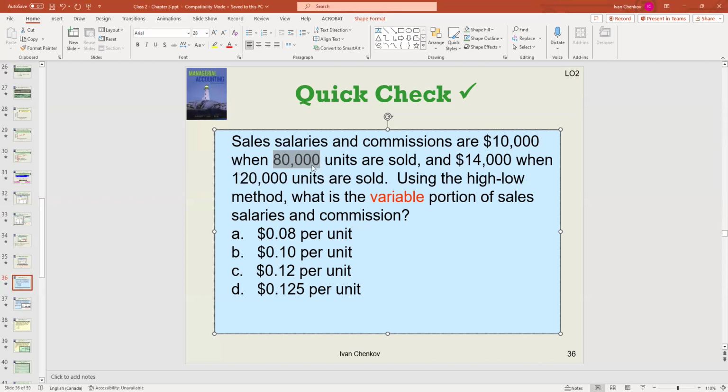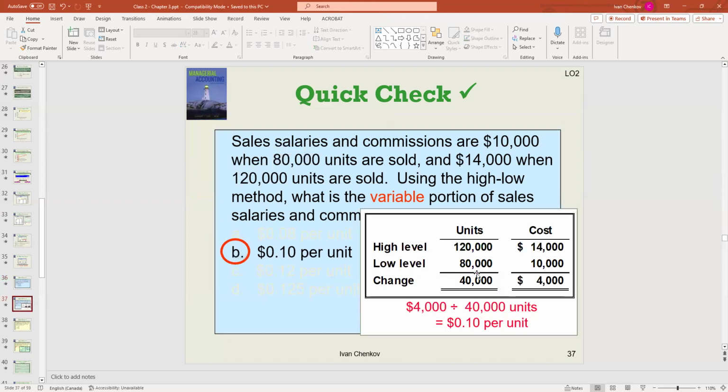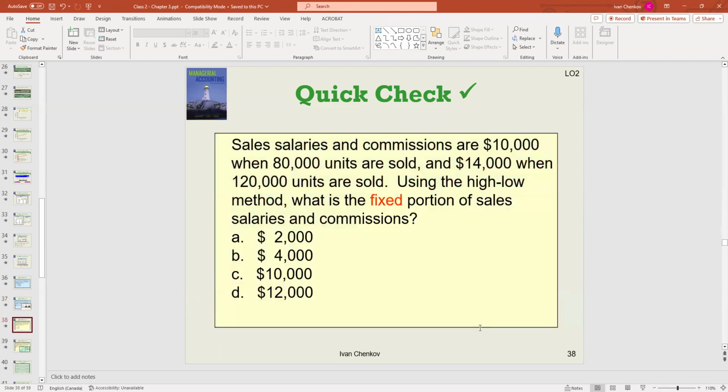4,000 divided by 40,000, you should naturally get answer B. That's how you're getting the 10 cents per unit. Now the salaries and commissions are the same. Now using the high and low method, what's the fixed portion of the sales salaries and commission? Let's make that additional step to get the fixed cost.